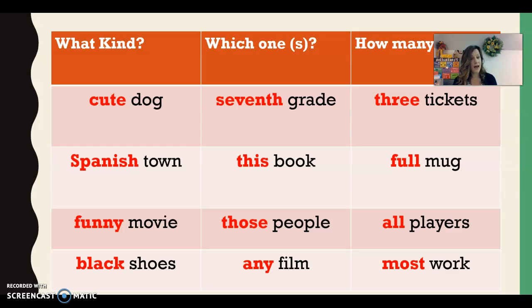And then finally, the how many and how much column. Here you can see number words like 3 tickets and just general words like a full mug or all players or most work. Okay, so those types of words go in the how many, how much box in your organizer.